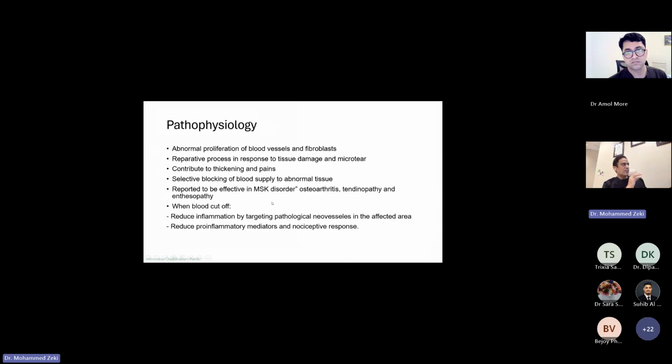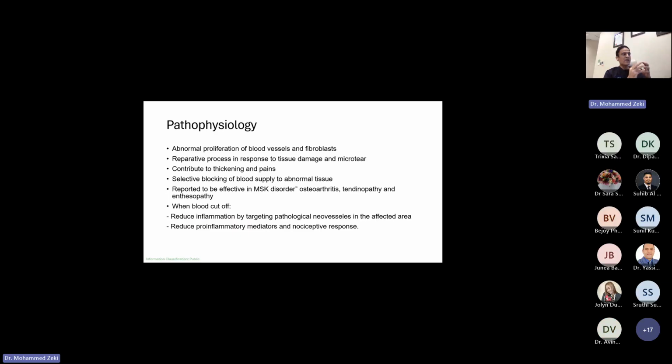So basically, the pathophysiology in summary is proliferation and neovascularization, a reparative process, thickening, and pain. So what happens when you selectively block that blood supply, or this neovascularization? When you cut off the blood supply, two things happen. One, you reduce the inflammation by targeting these new vessels. At the same time, you also reduce the pro-inflammatory mediators, which I showed in the slide, which release enzymes that damage the cartilage.